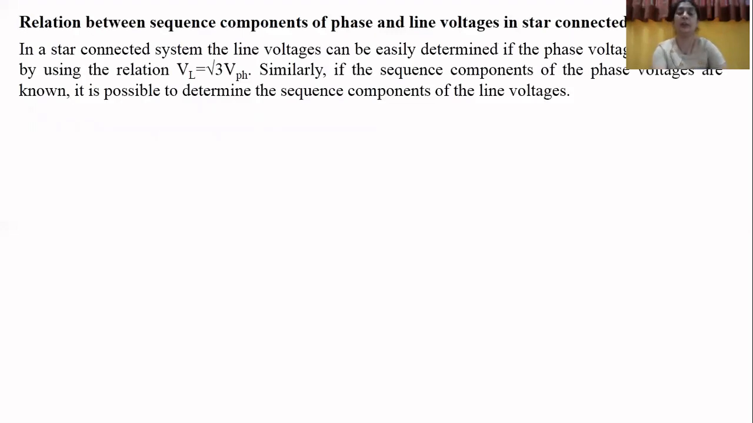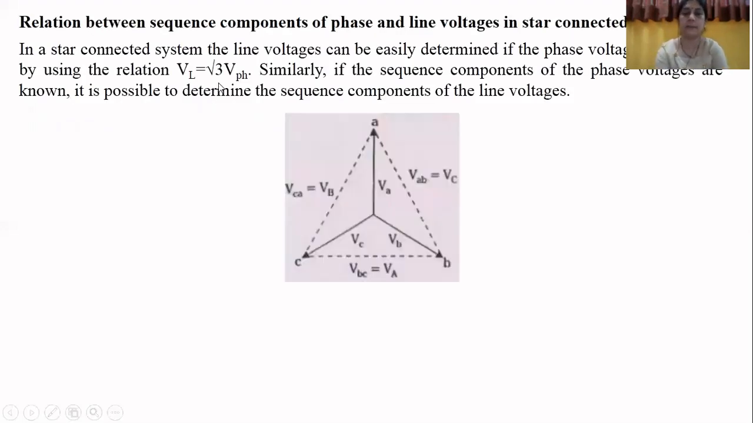Now let's try to build the relationship between phase and line quantities. First, let's consider the phase and line voltages of a star-connected system. We know that in a star-connected system, VL is equal to root 3 V phase. Consider the star-connected system. VA, VB, and VC are representing the phase voltages of a star-connected system with respect to phase A, phase B, and phase C.